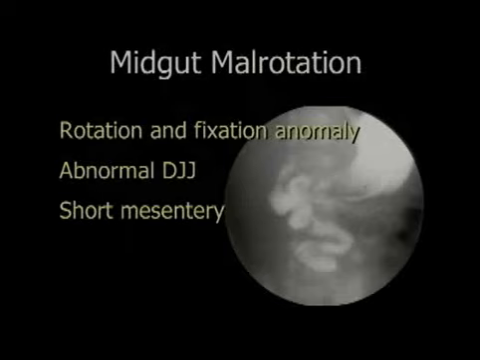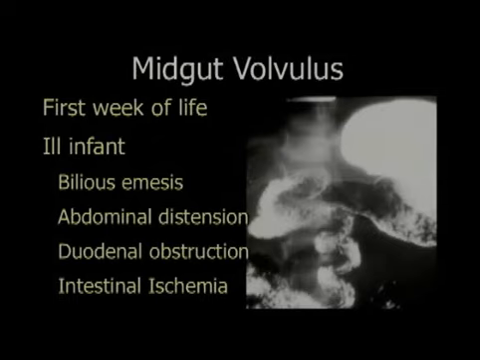So midgut malrotation is a little more serious condition. It's an anomaly of rotation of fixation during development, and you have an abnormal duodenal-jejunal junction. Instead of, in this child with upper GI, instead of the duodenal-jejunal junction being at the level of the duodenal bulb to the left of the spine, it's much too low. And the importance of this is that means you have a short mesentery. And if there's a short small bowel mesentery, that intestine is more prone to twist and to cause an obstruction, and ultimately even can cause intestinal ischemia.